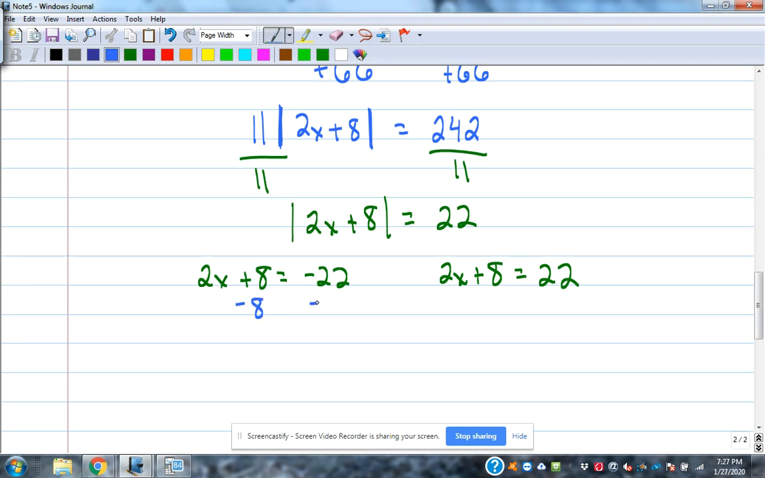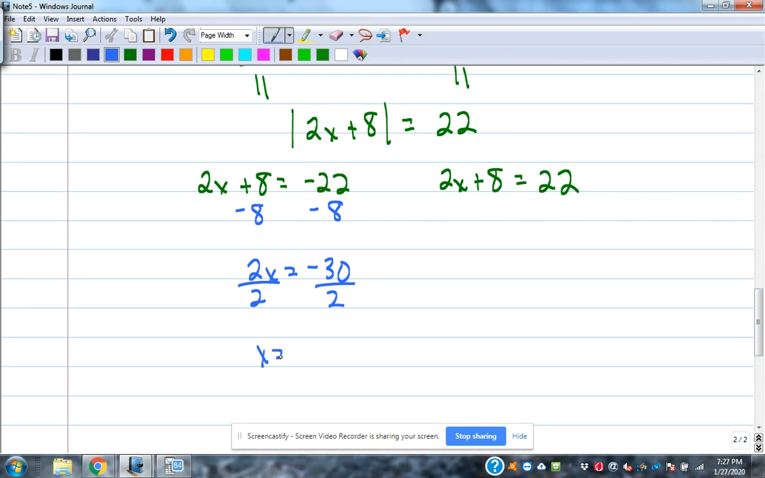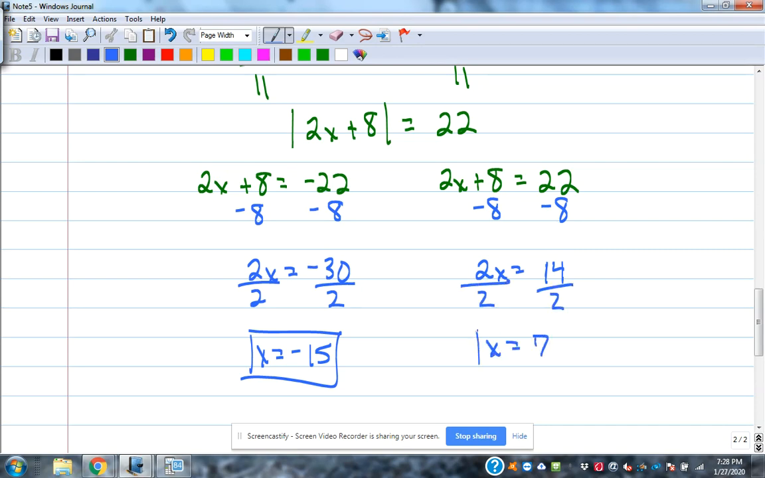Subtract 8. 2x is equal to negative 30. Divide by 2. The first answer is going to be x is negative 15. Good to go. Go to the other side. 16. Nope. 14. Sorry. And then divide by 2. 7. We get 7 and negative 15 as solutions to that one.